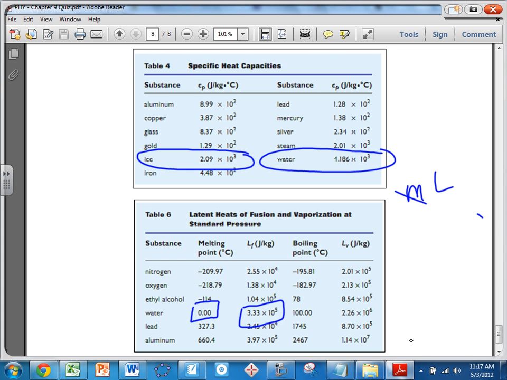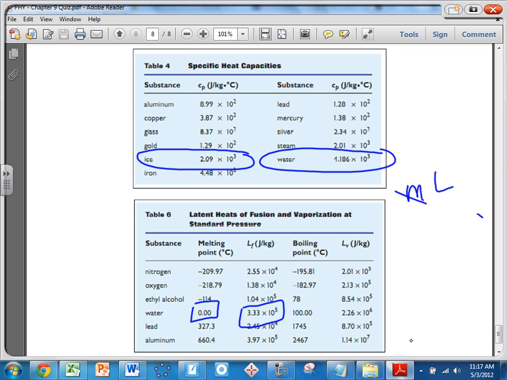So for this problem, I'm going to need to use these numbers now. All right? So somebody please write them down quickly before I go to the next page because it's going to go away. 209, 10 to the third. 4186, 10 to the third. And then 3.33, 10 to the fifth.